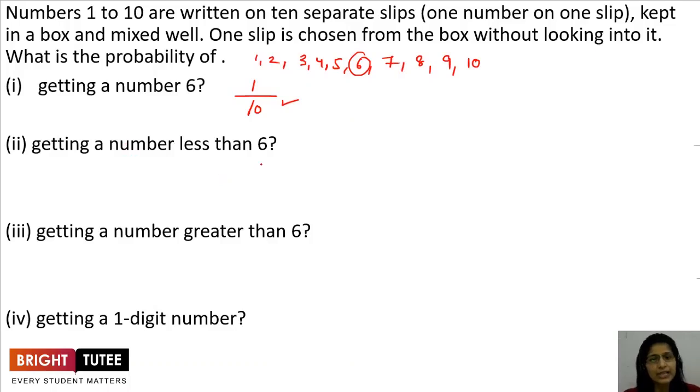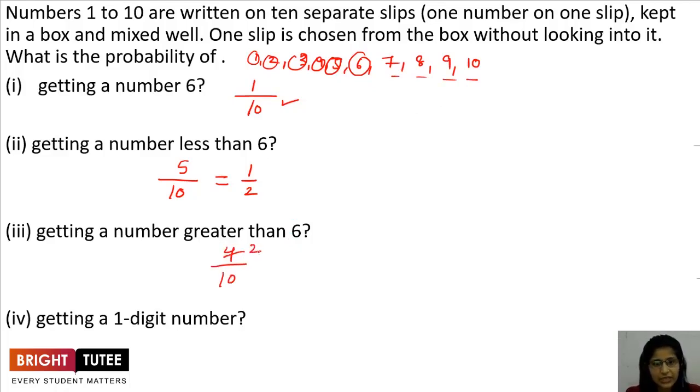Getting a number less than 6, right? So 6 is not included in it. Less than 6 we have 1, 2, 3, 4 and 5. So 5 are the number of favorable outcomes. Total is 10. So the probability becomes 1 by 2. The next question is getting a number greater than 6. Here also greater than 6 we are talking, so 6 is not included. So after 6 we have 7, 8, 9, 10. These 4 numbers, and total is 10. So cancelling it with 2, we get 2 upon 5. This is the probability of getting a number greater than 6.